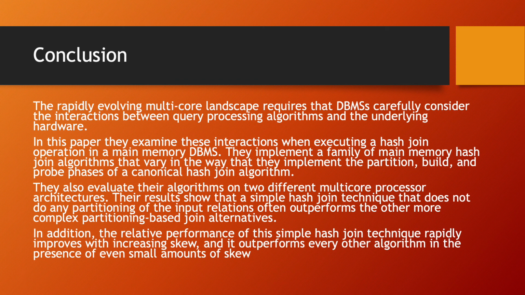They also evaluate the algorithms on two different multi-core processor architectures. Their results show that a simple hash join technique that does not do any partitioning of the input relation often outperforms the other more complex partitioning-based join alternatives. In addition, the relative performance of this simple hash join technique rapidly improves with increasing skew, and it outperforms every other algorithm in the presence of even small amounts of skew.